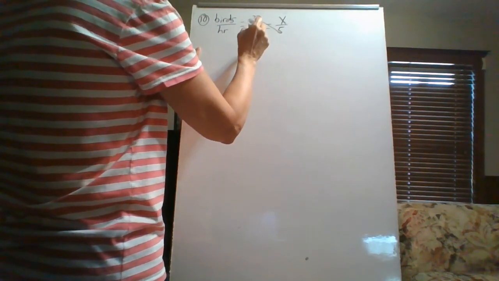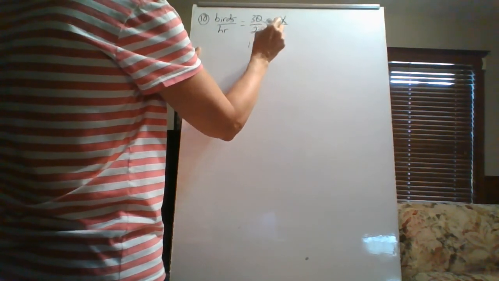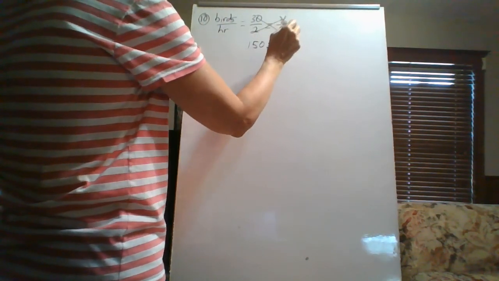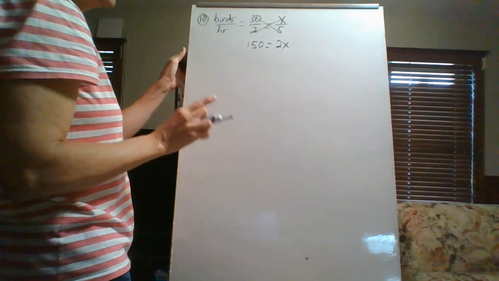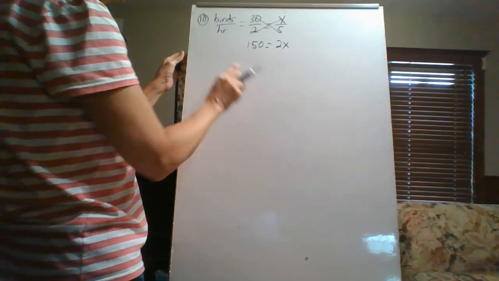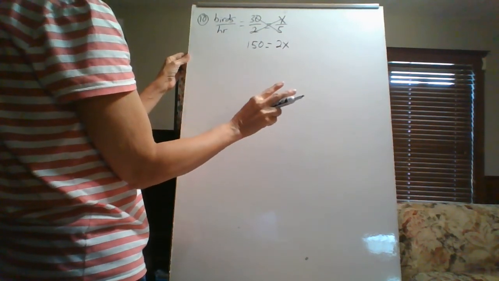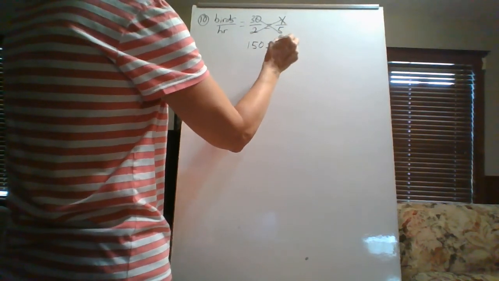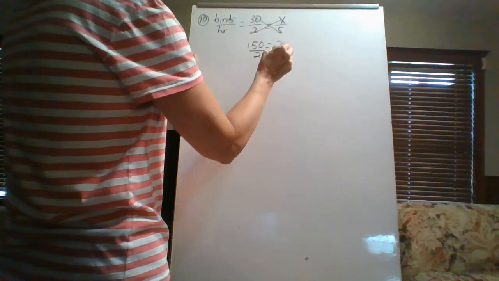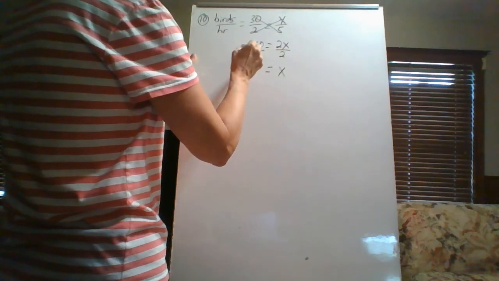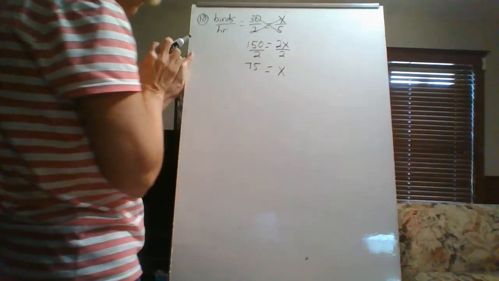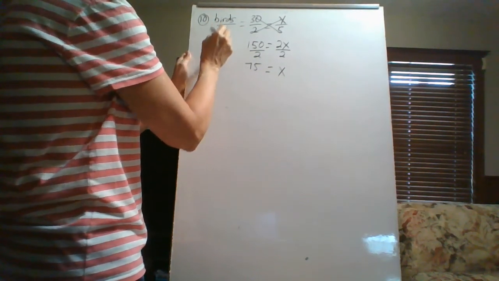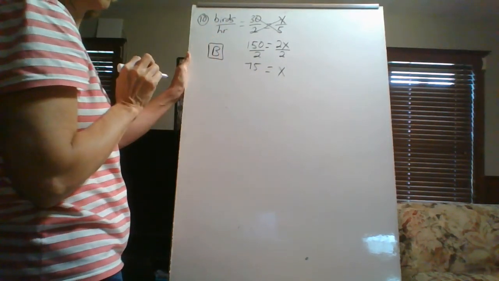30 times 5 is 150. 2 times x is 2x. Your 3 steps: number 1, solve both sides. Done. 2, isolate your variable term. Done. 3, do the opposite. X equals 75. So if he was there for 5 hours, he would see 75 birds.